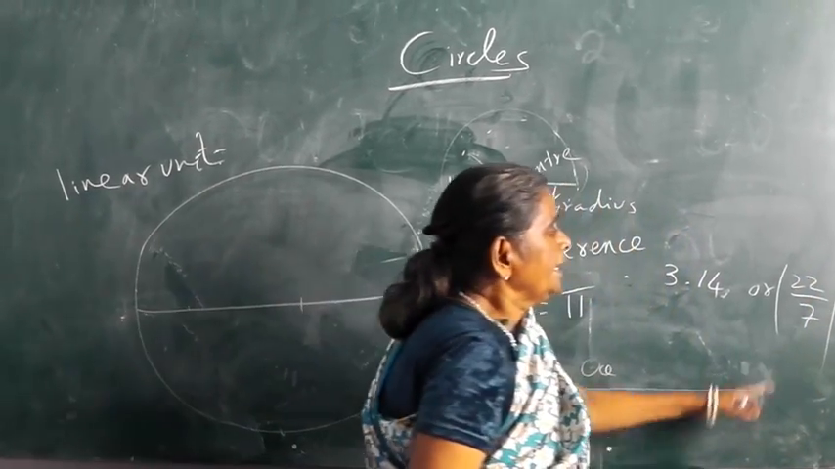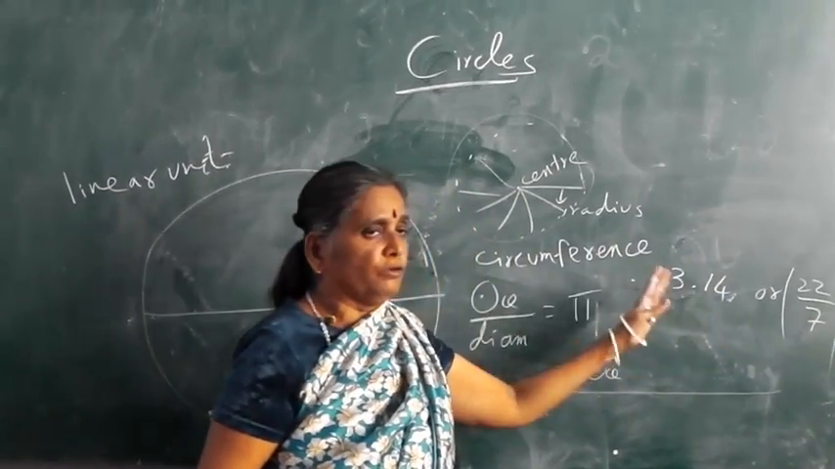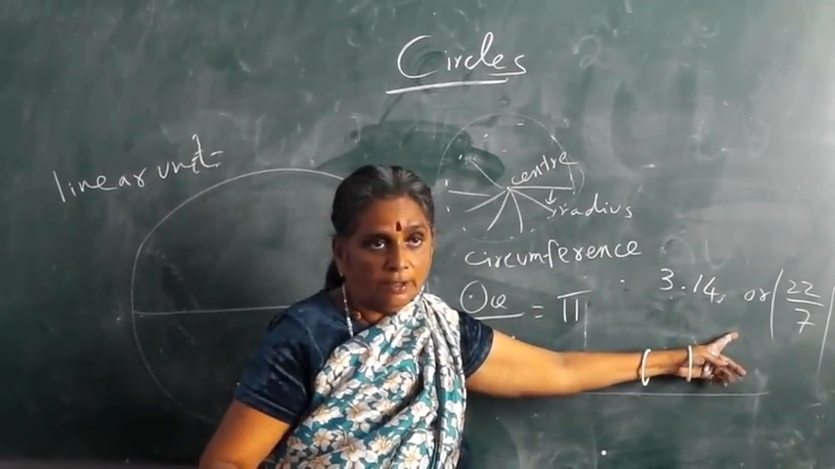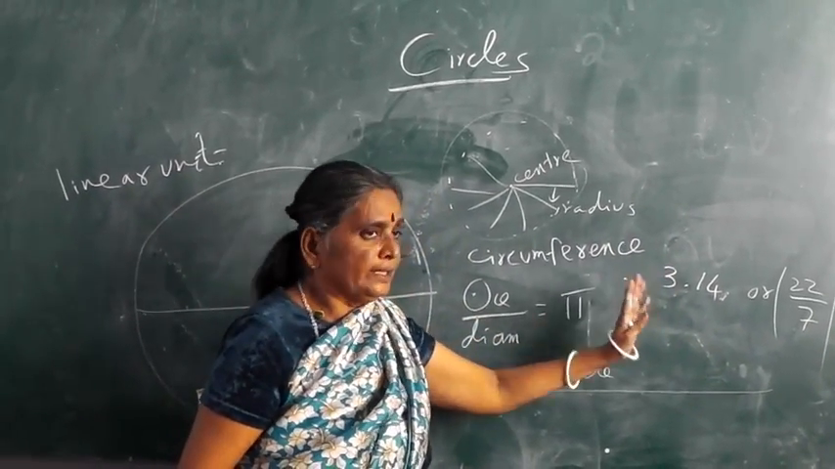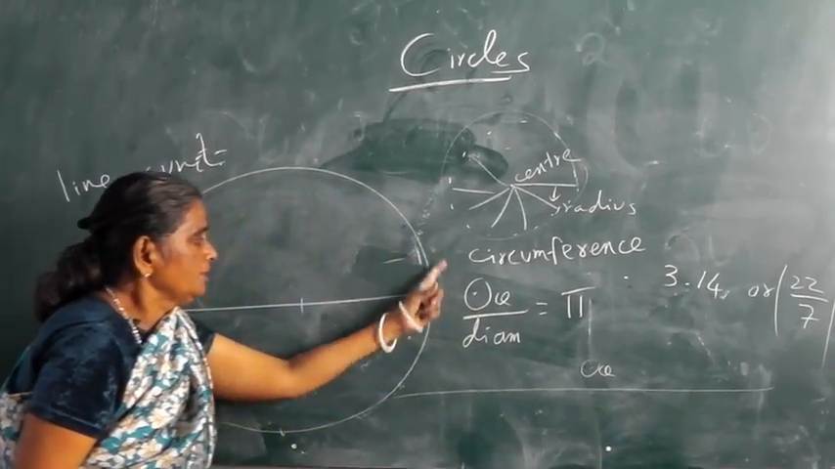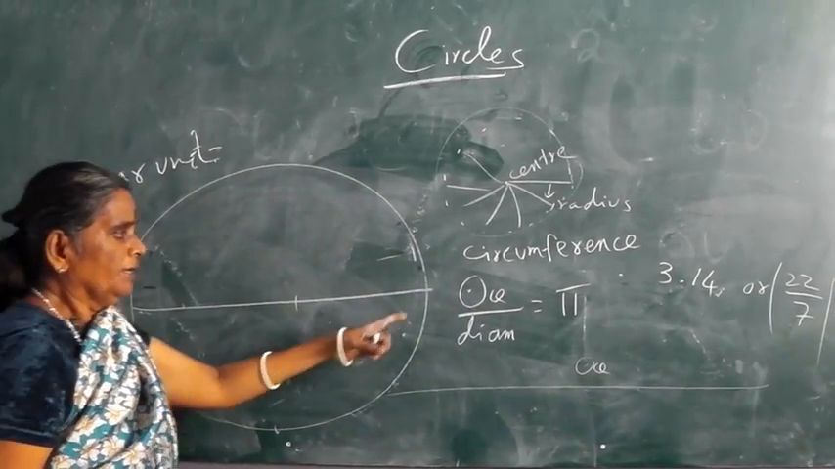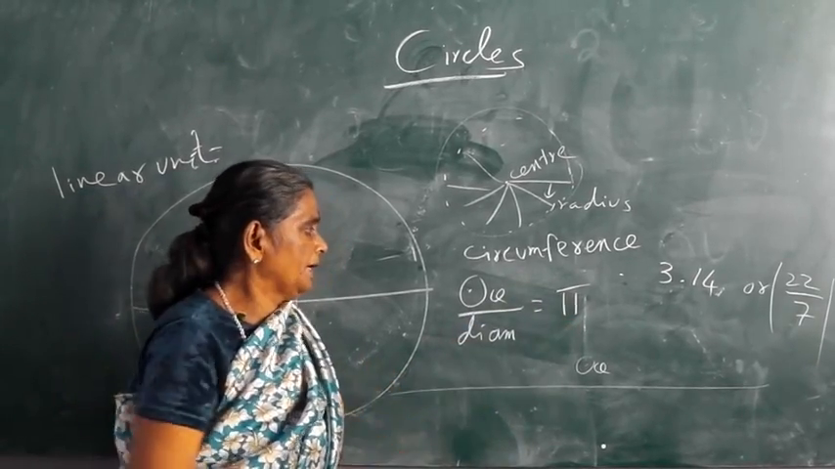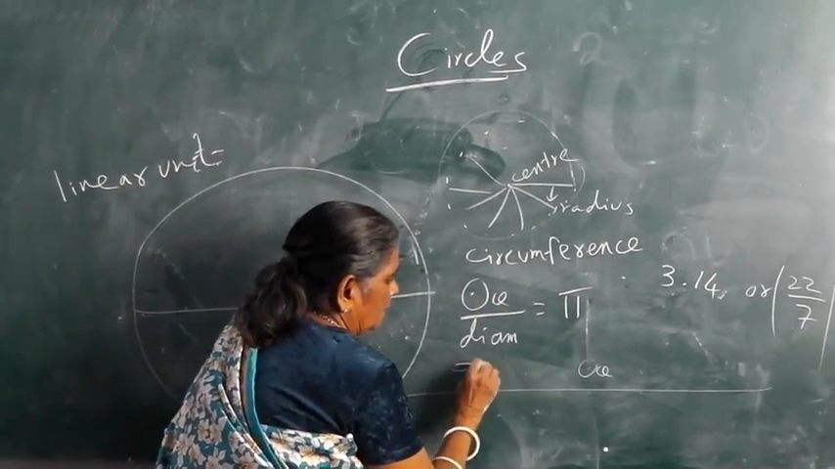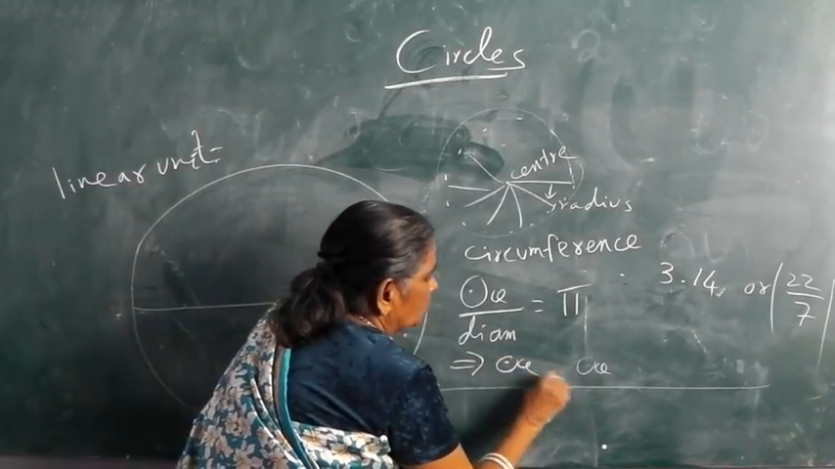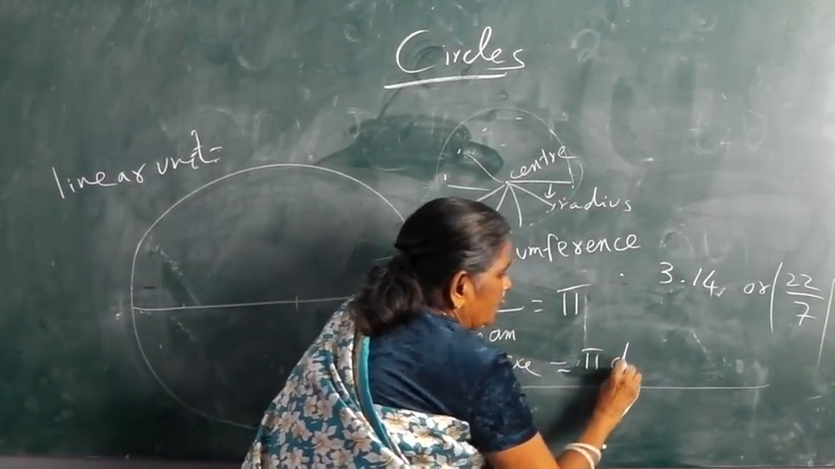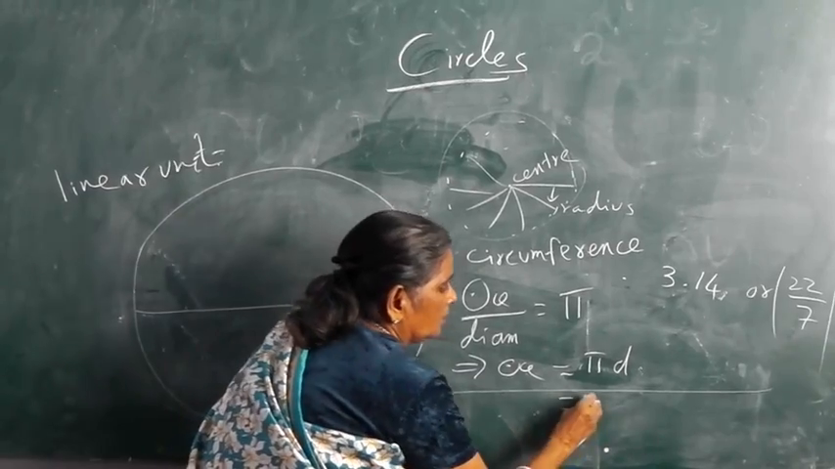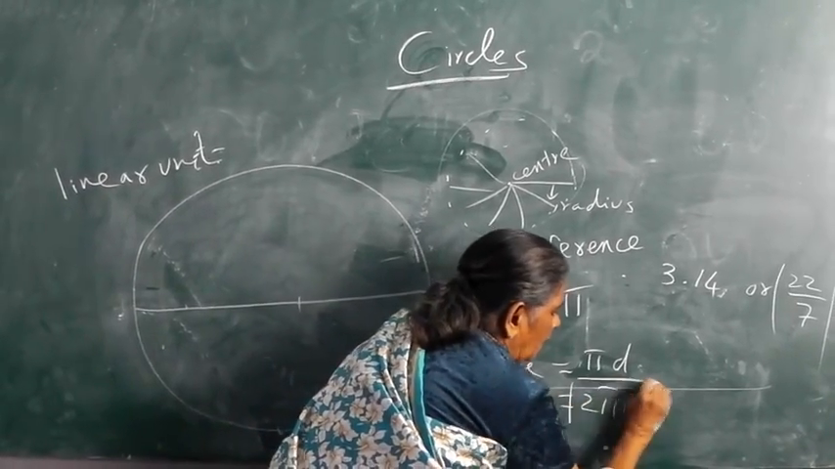For convenience in calculation, we take it as either 3.14 or 22/7. But just because you are writing it as 22/7 or 3.14, don't think it is a rational number. It's a special irrational number. Whatever the length of the radius may be, circumference by diameter bears a constant ratio called pi. If you cross multiply, circumference equals pi d. D is nothing but 2r, so this gives you 2 pi r.